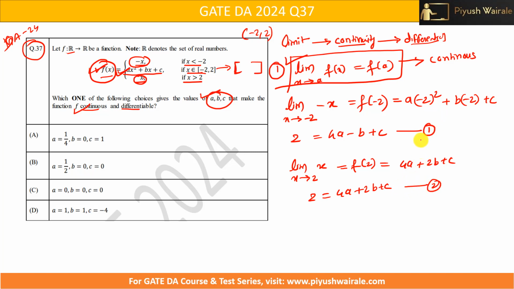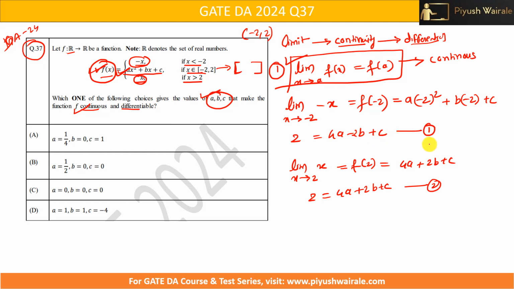Now we need to solve these two equations simultaneously. How to solve these two equations simultaneously? Either I can subtract equation 1 from equation 2 or I can add equations 1 and 2. If I add equation 1 plus equation 2, what will I get? 2 plus 2, 4, equals 4a plus 4a, 8a, minus 2b plus 2b, which will get cancelled, plus c plus c, twice c. So after adding equations 1 and 2, I will get a and c. There will still be 2 unknowns, so I cannot find the values of a and c from that.